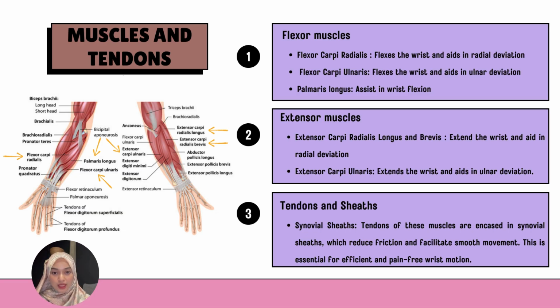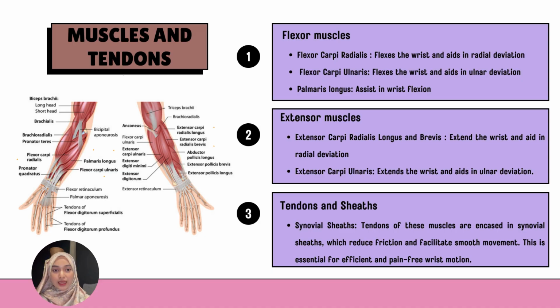Second, we move to the extensor muscles. First, we have the extensor carpi radialis longus. Second, we have the extensor carpi radialis brevis. Both help to extend the wrist and aid in radial deviation. Third, we have the extensor carpi ulnaris. It helps to extend the wrist and aids in ulnar deviation.